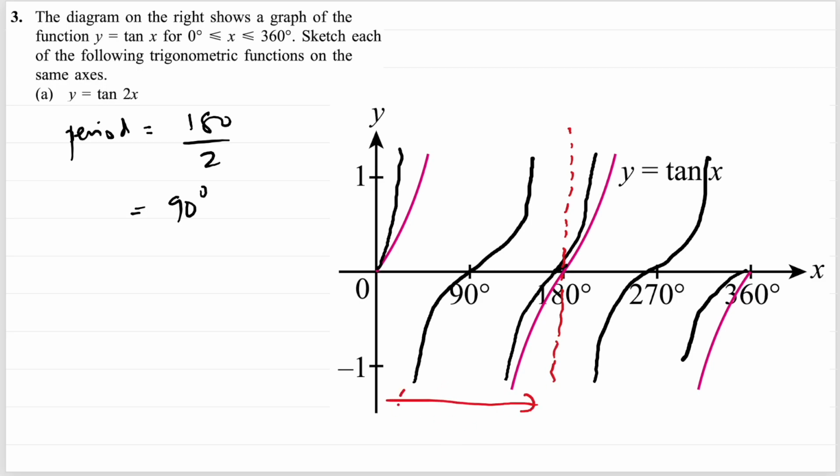So this is tangent X. And then you see this one also another tangent X. So ada 2 cycle dekat situ. Okay. Then satu period dia actually ada 90 saja. Okay. Boleh.